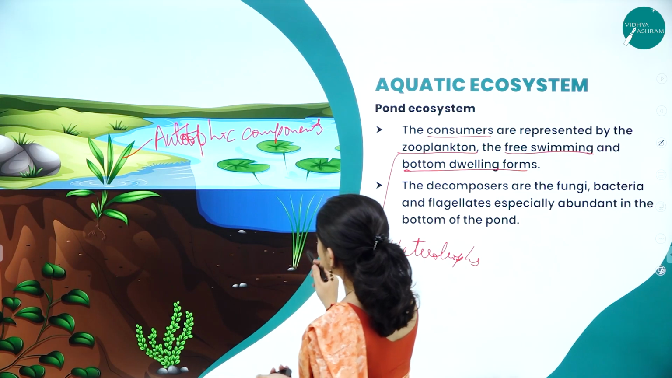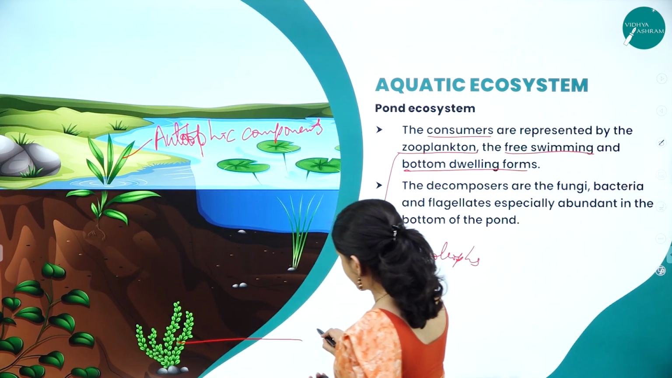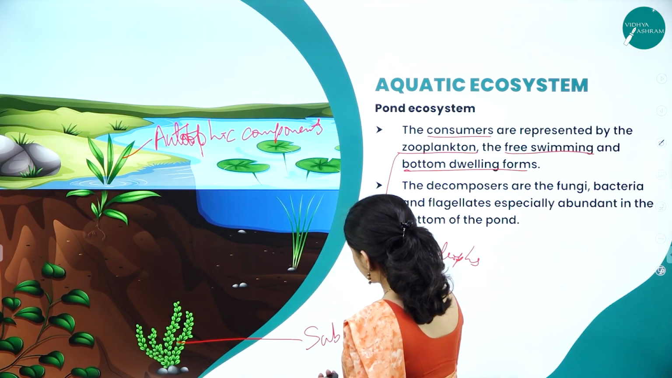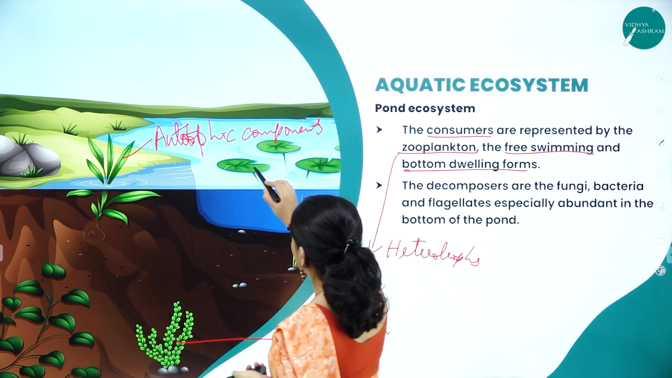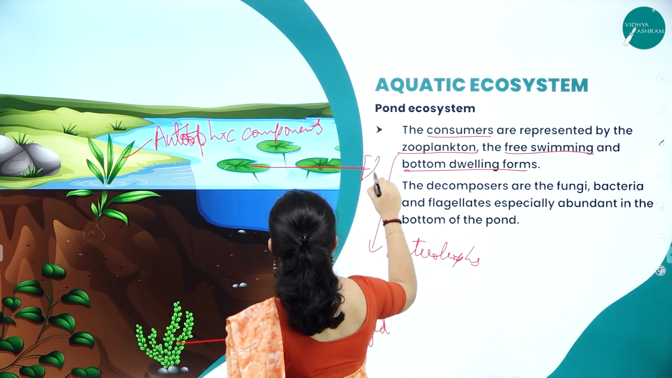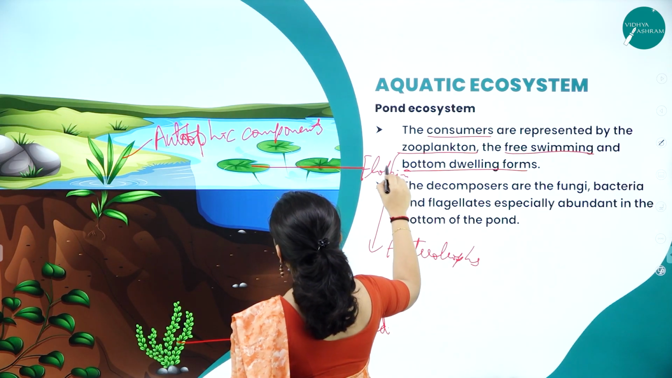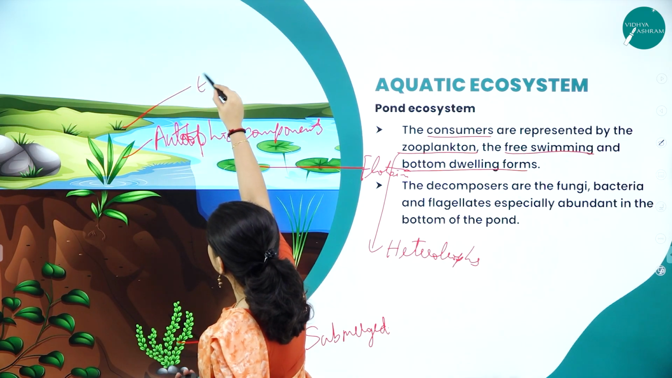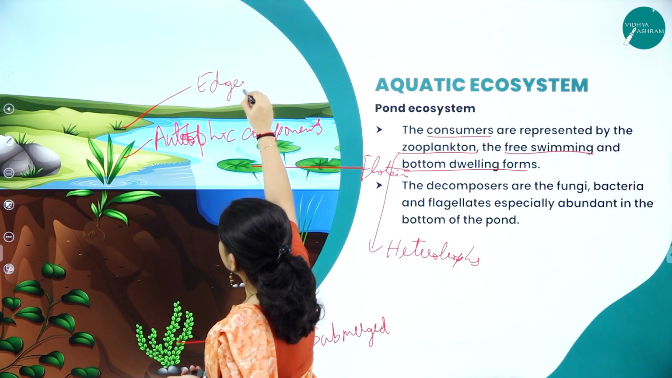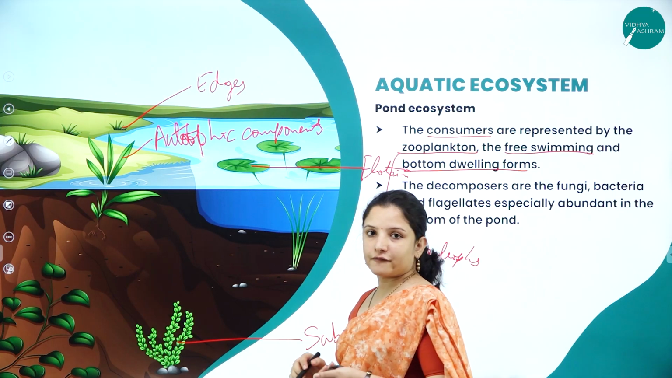So we have the ones that are completely submerged. Can you see here? The submerged plants are there. Then we have the floating ones. Then there are the ones that are present at the edges. All these are autotrophic components.